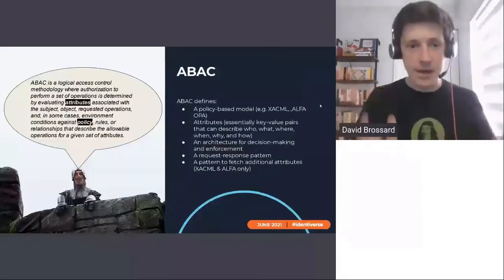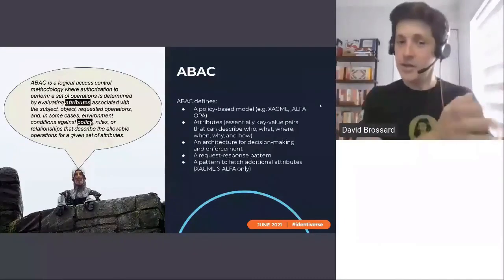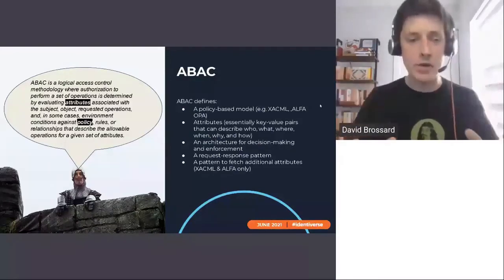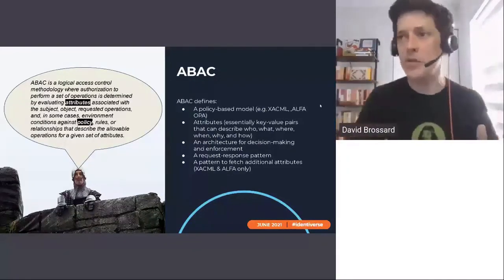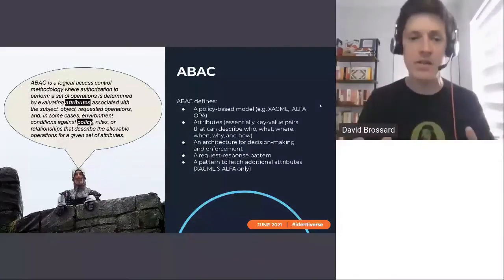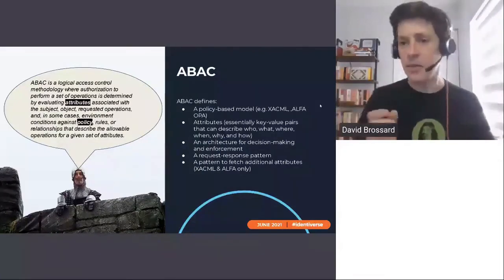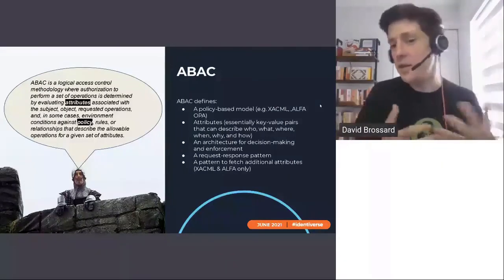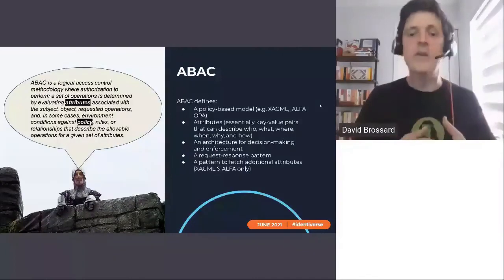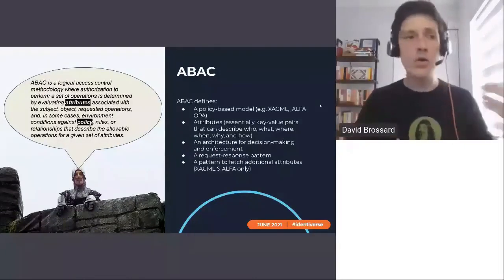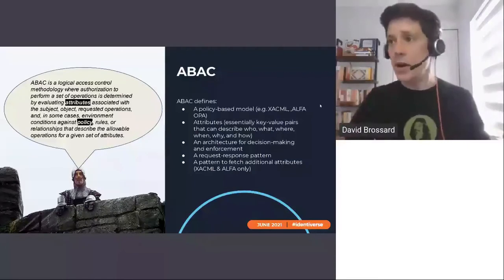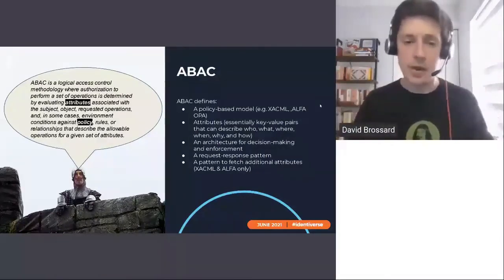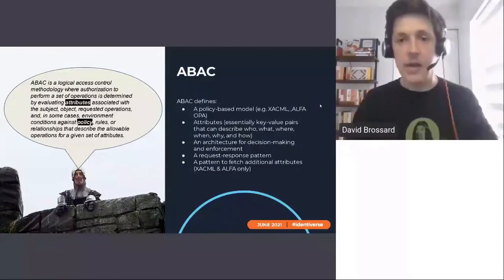So ABAC, in a nutshell, is the way to go. You can see John Cleese, the pesky Frenchman, telling you ABAC is the way to go. And ABAC, the way that it works, you might have heard the term PBAC or Dynamic Authorization Management. They're all the same thing. ABAC essentially says that you have a policy-based model. It could be XACML, it could be ALFA, it could be Open Policy Agent. You have a set of attributes, essentially key-value pairs. It's as simple as that. And you can have any number of attributes. And those attributes could be about who you are, what action you want to do, when you want to do it, why you want to do it. So it's the different dimensions of authorization.